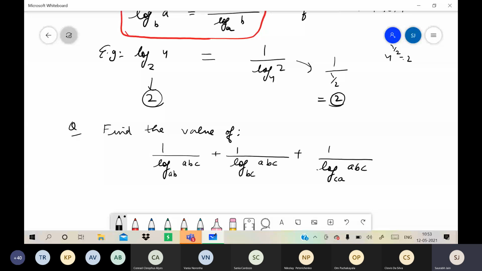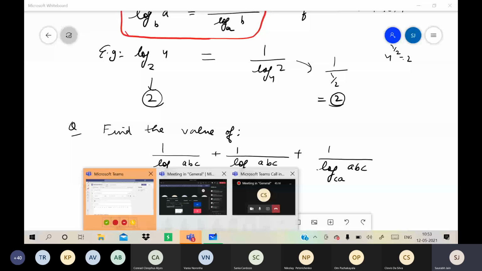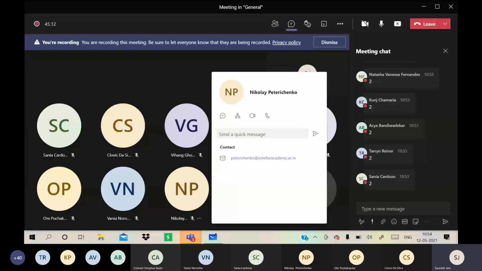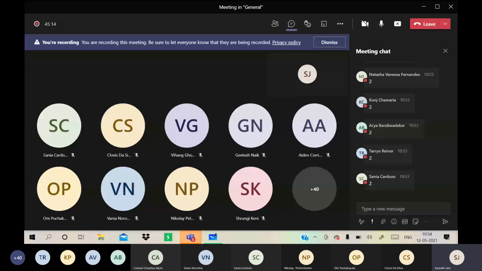Yes, anyone got the answer? Let me check. Yes, correct. 2 is the correct answer. Good.